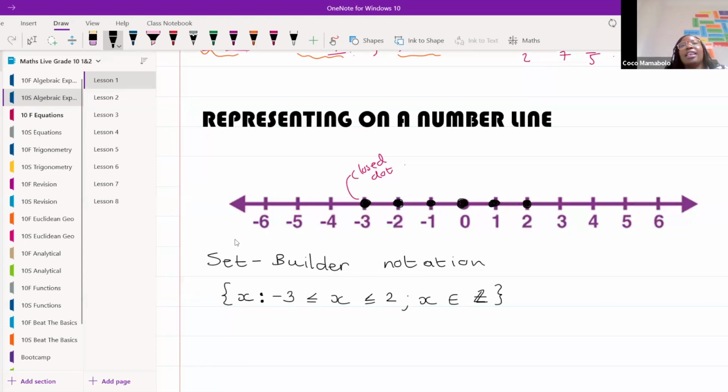At 1. Can I draw a dot there? Am I allowed to draw a dot there? Yes or no? Princess says no. Abu says no. Zeketelo says no. I agree with you guys. Why? That number over there is actually -1,5. Why can I not draw that there? What do we know about -1,5?